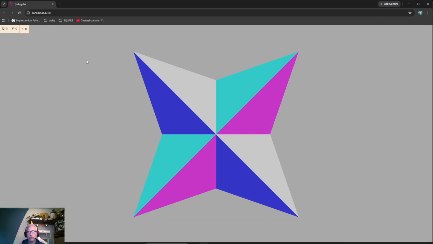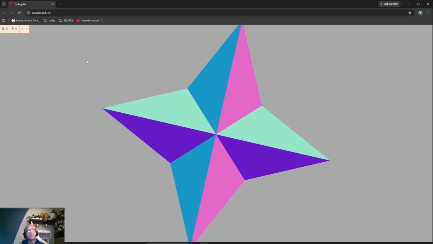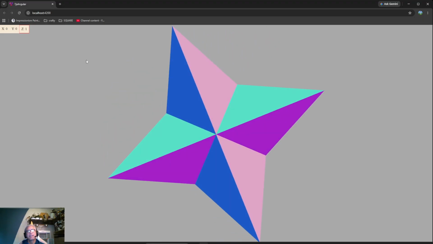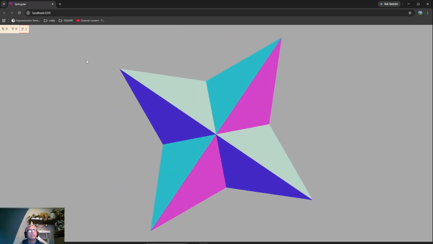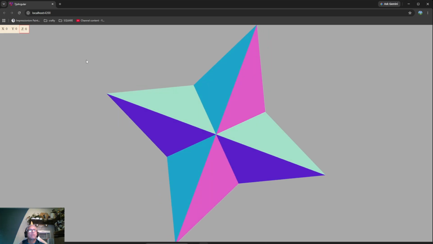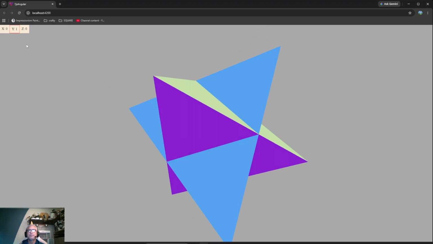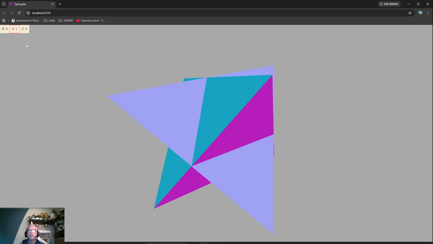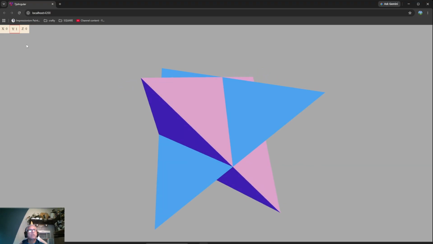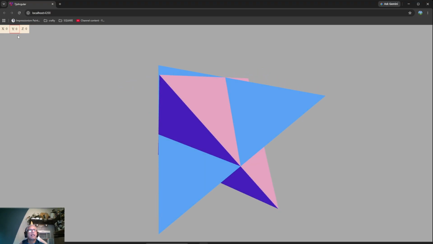Let's see, let's do this. So we're rotating around the z-axis. I think that's really neat. Stop that rotation, and now let's rotate it around the y-axis. That's the one that's up and down, so it should act like it's spinning around a pole. And then the x, so that means it's like it's spinning around a rope, I guess. So we'll do that one.